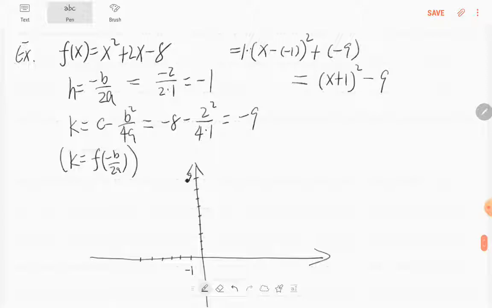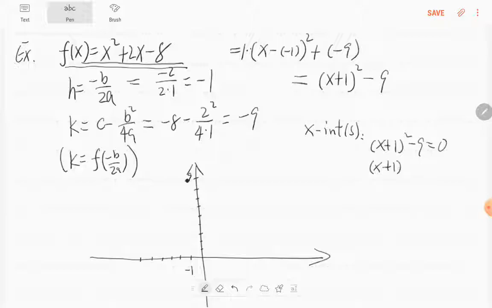What about the x-intercept? For the x-intercept, you can just set f of x equals 0. So you have (x plus 1) squared minus 9 equals 0. Or you can just start from here and use the quadratic formula to solve the equation x squared plus 2x minus 8 equals 0. Right? So this is (x plus 1) squared equals 9. So x plus 1 equals plus or minus 3, right? So you have x equals 2, or x equals negative 4. So 2 is here. X equals negative 4, negative 4 is 1, 2, 3, 4. So here is negative 4. So these would be the x-intercepts.